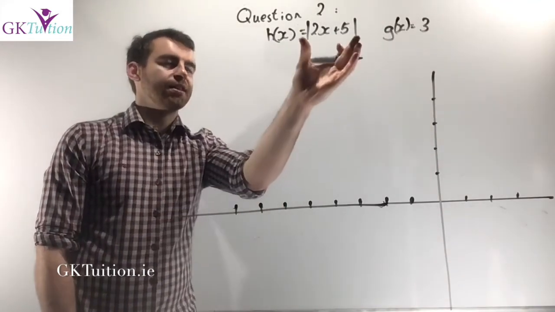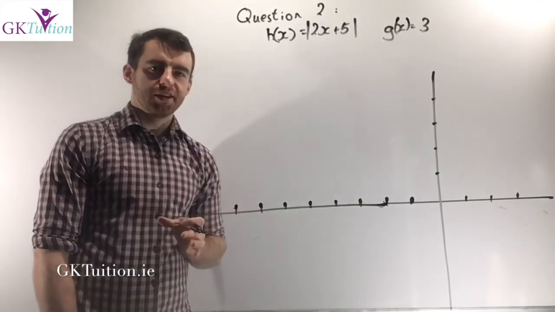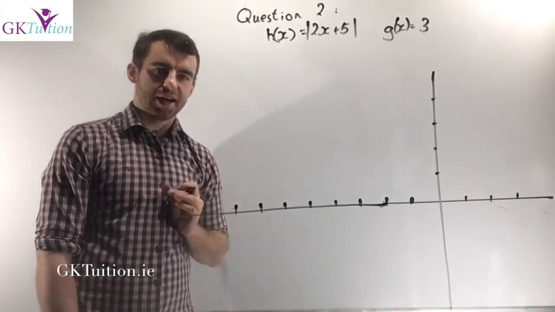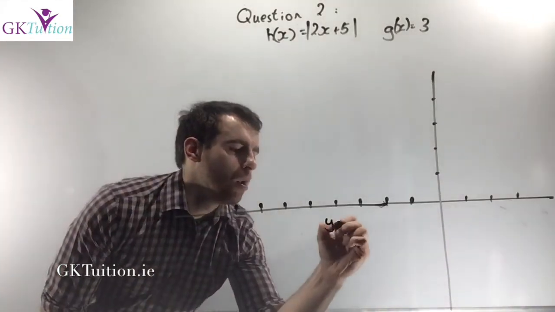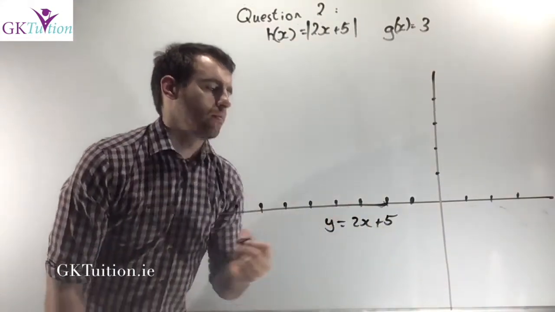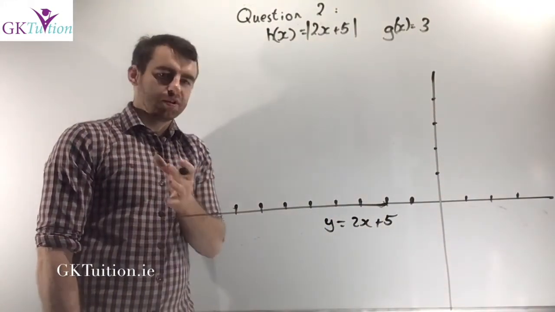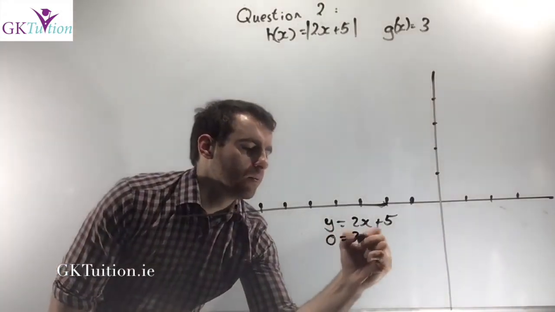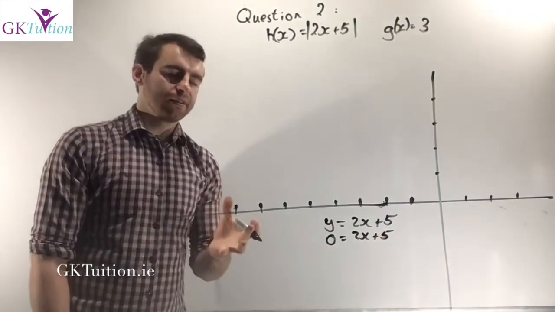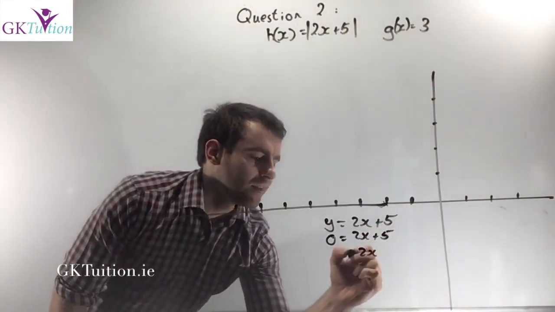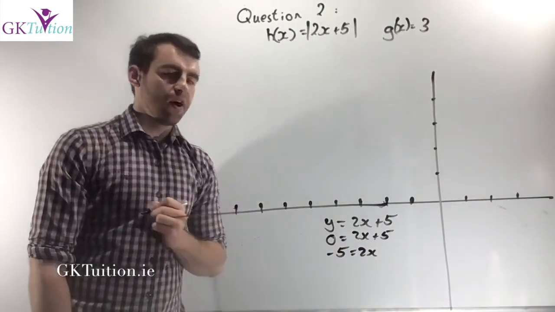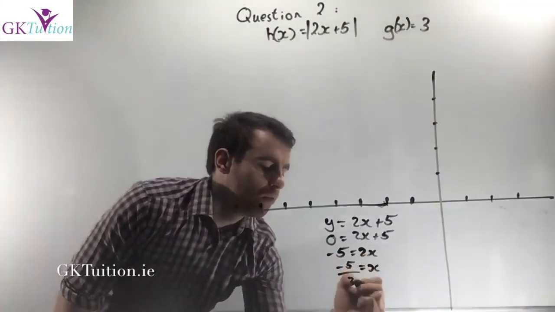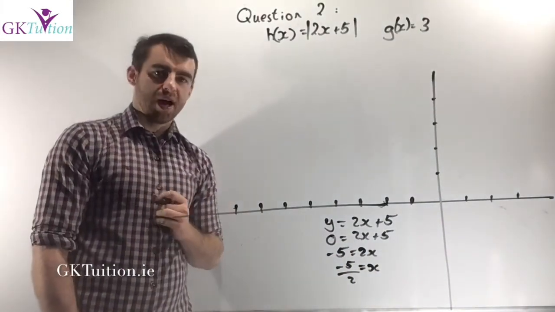Once again, this is clearly a V-shaped graph. So the first thing I need to do is identify where this function touches the x-axis. So I would simply view this as y is equal to 2x plus 5. In order to identify where something touches the x-axis, you sub in y equals 0. So in this case, I would have 0 is equal to 2x plus 5. Subtract 5 from both sides in order to isolate my x, and I'd get 2x is equal to minus 5. I divide both sides by 2, and I would get x is equal to minus 5 over 2, or in other words, minus 2.5.